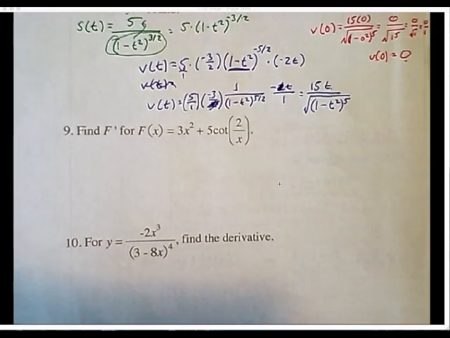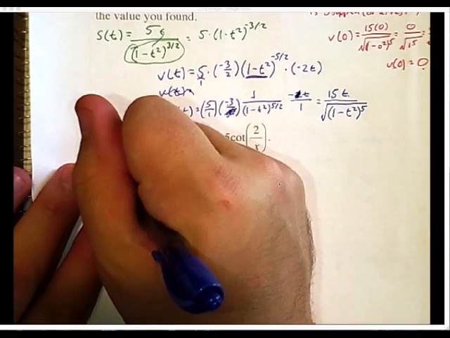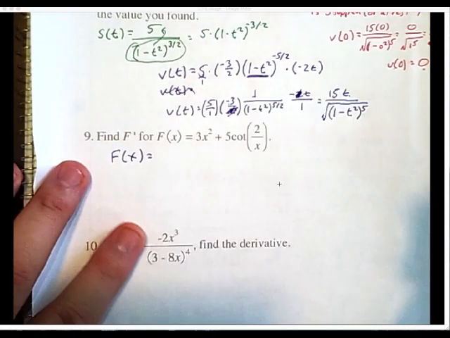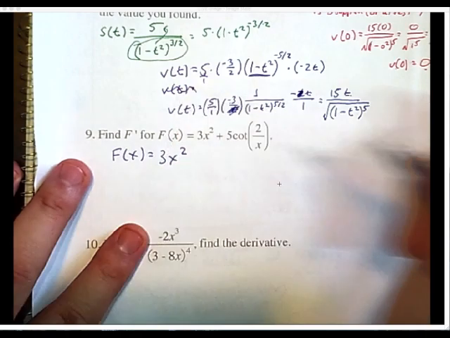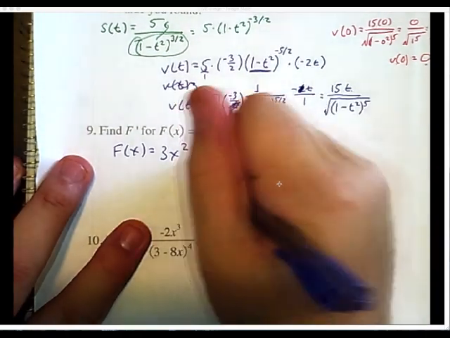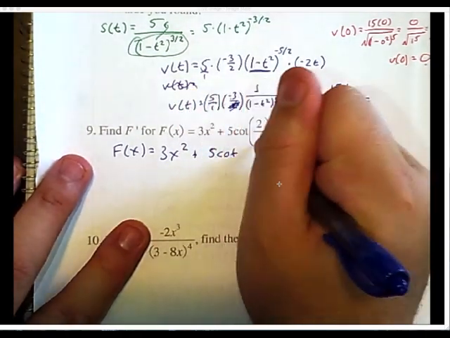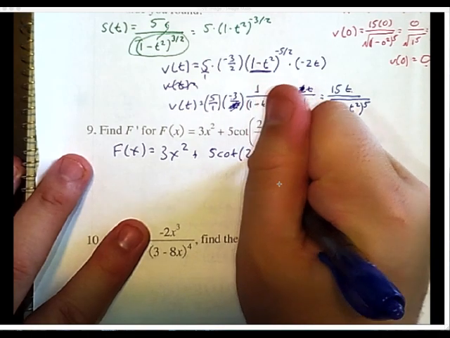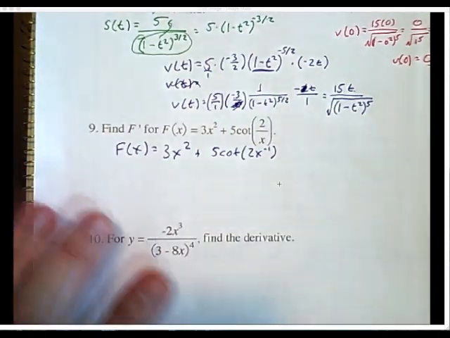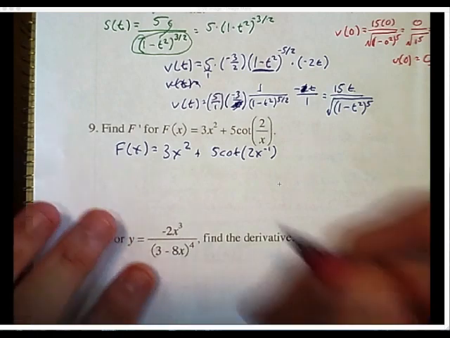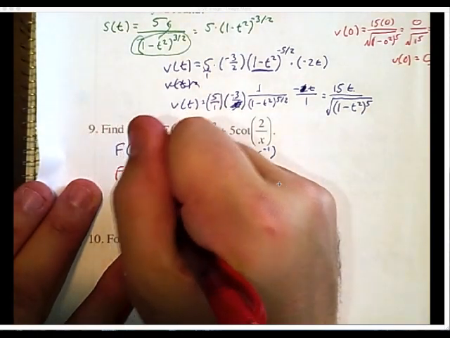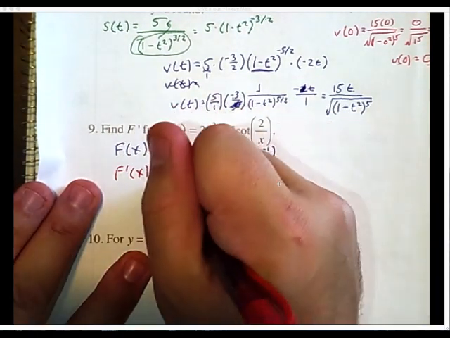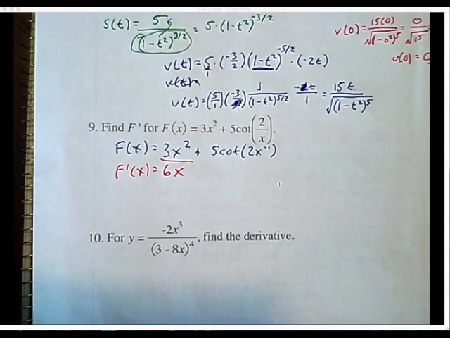So number 9, it's asking me to find the derivative. Let's rewrite the function. 3x squared looks good. It'll be easy to take the derivative of that. But let's change the 2 over x into 2x to the negative first power. That way it'll be easier to take the derivative. So f prime, the derivative of that term, real simple, will just be 6x.